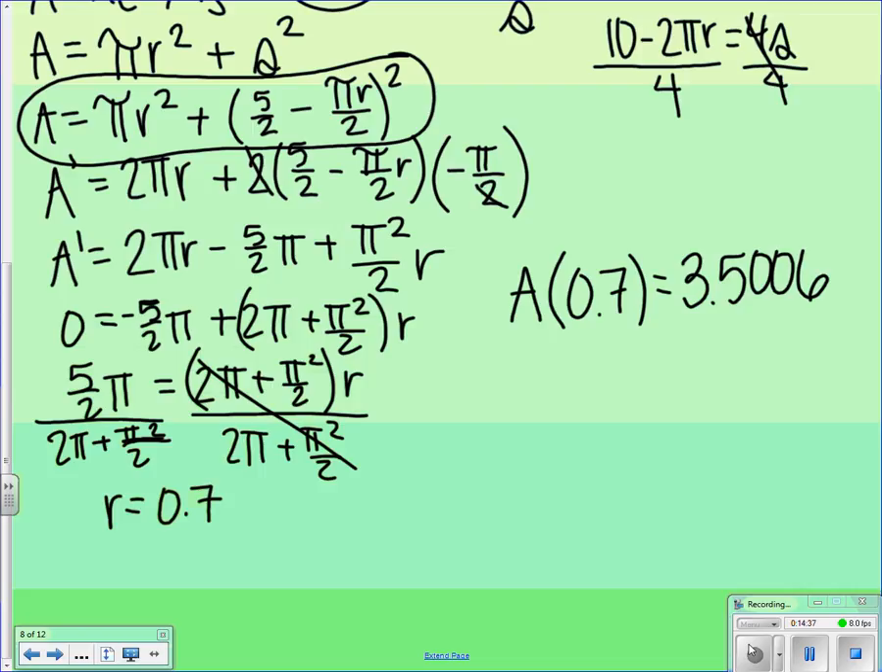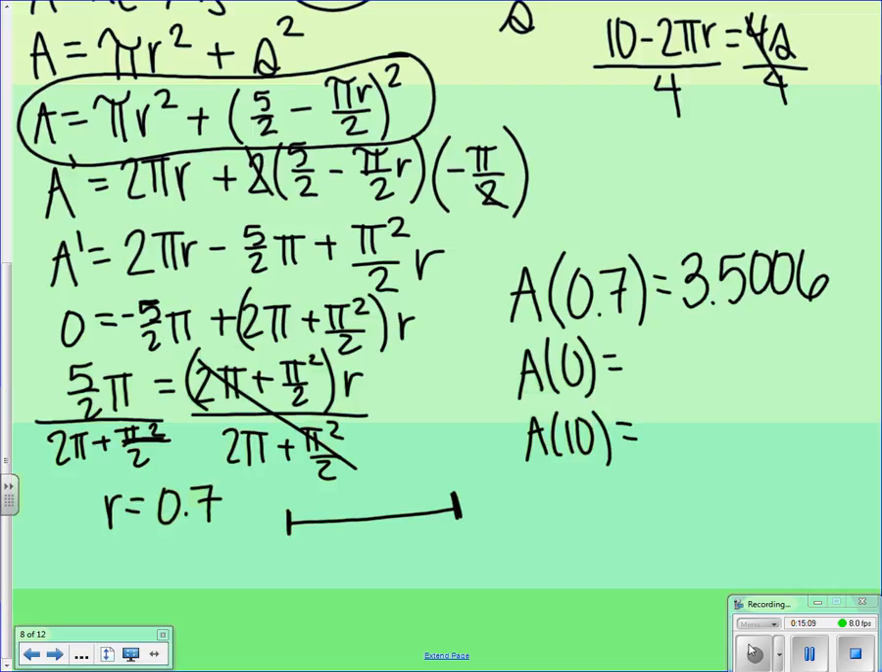So now we need to check our endpoints. Well, the endpoints for this are going to be a 0 and a 10. And you may be wondering why 0 and 10. Well, if we have a string, technically we could cut it here, or we actually don't cut it. Or we could cut it here, where again we actually don't cut it. And what that would mean is we either put all of the string to making a circle, or we put all of the string into making a square.